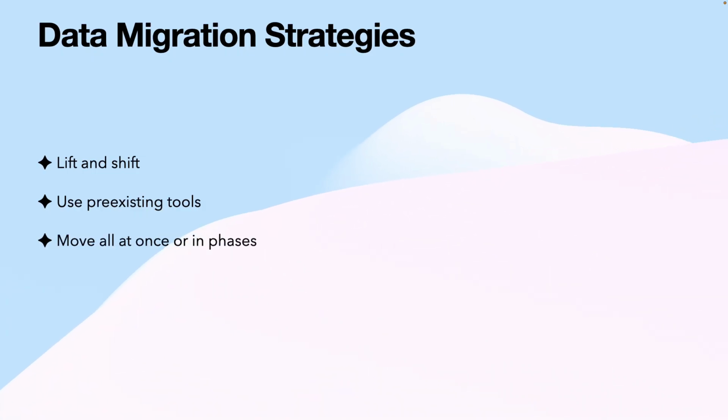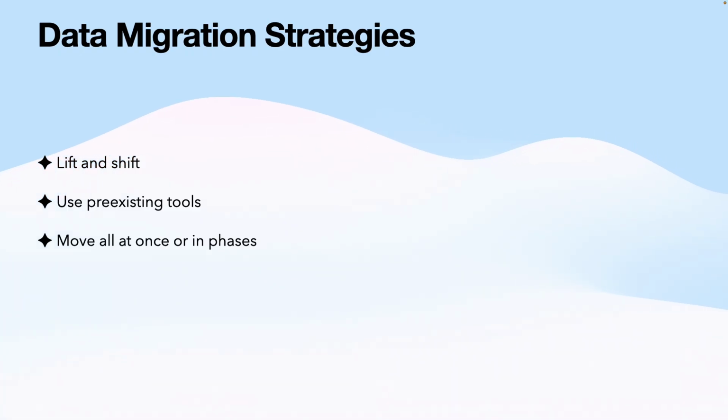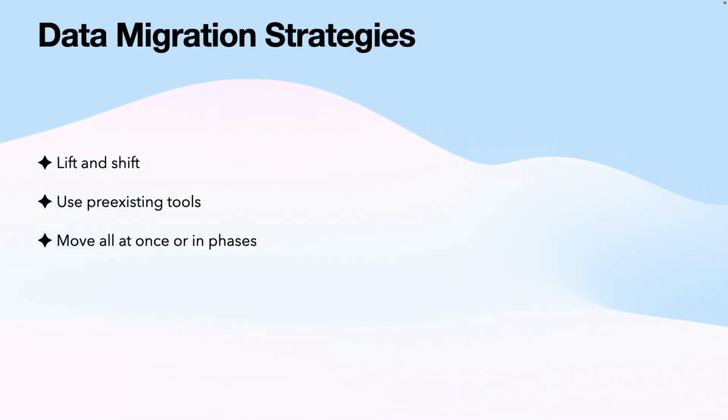Next, move all at once or in phases. Depending on the data, you can move everything all at once or shift the data in stages. For example, you can split up a large amount of data and perform chunked data migrations overnight over several weeks. While it's easiest and fastest to migrate data all at once, sometimes it's simply not possible.